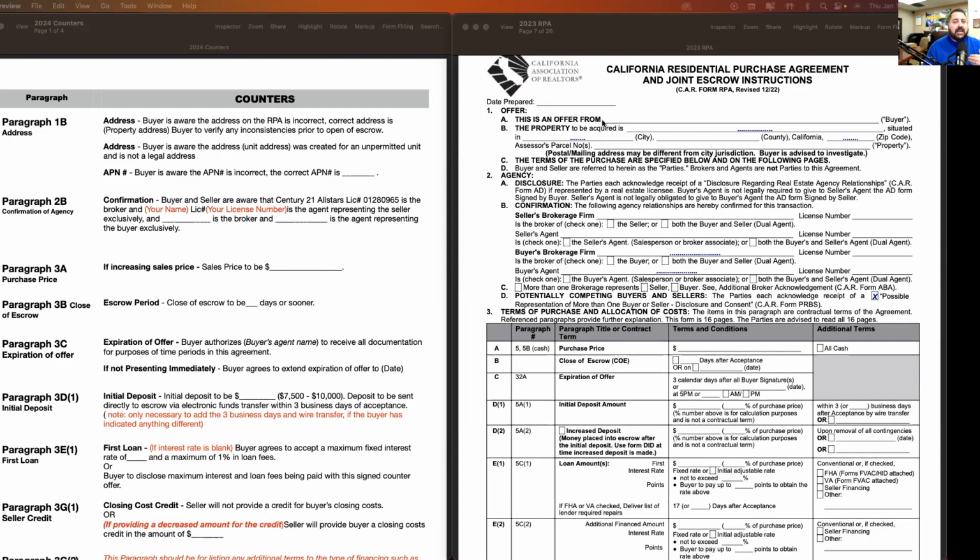Now, the next part of 1B is the assessor's parcel number. If an assessor's parcel number is on the purchase agreement, check and make sure it's correct. If it isn't correct, here's the counter for it.